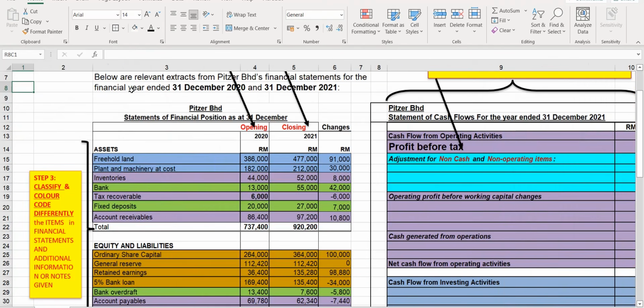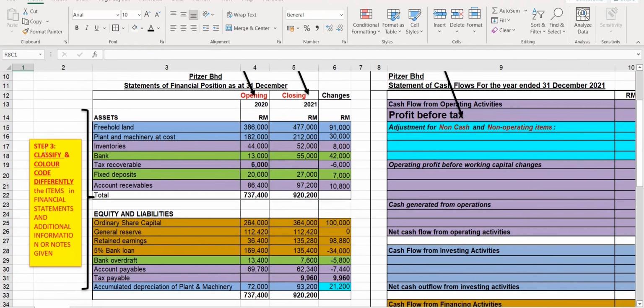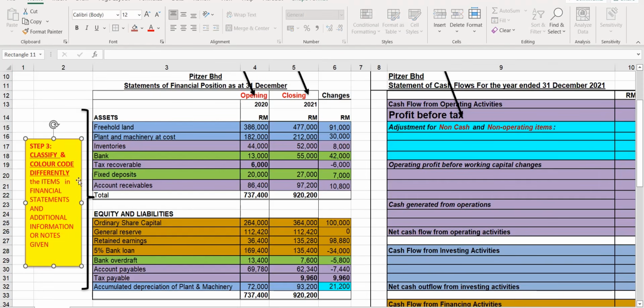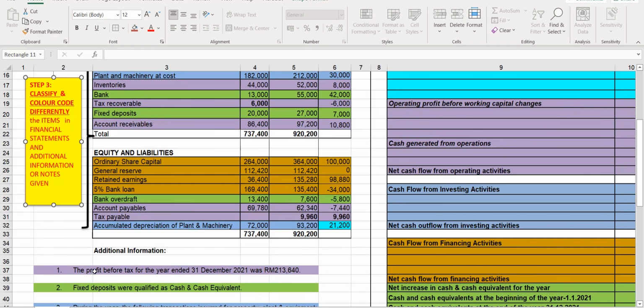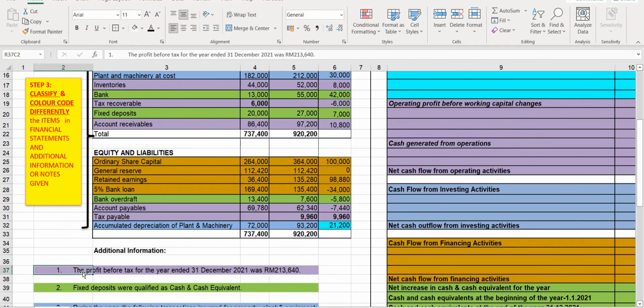Next one is step 3, where I've done it much earlier to save the time spent in this video. So step 3 is to classify and color code differently the items in this financial statement and additional information. So if you can see here, I've already done the classification using the color coded method here. You can see, and I'm now showing you the part on additional information.